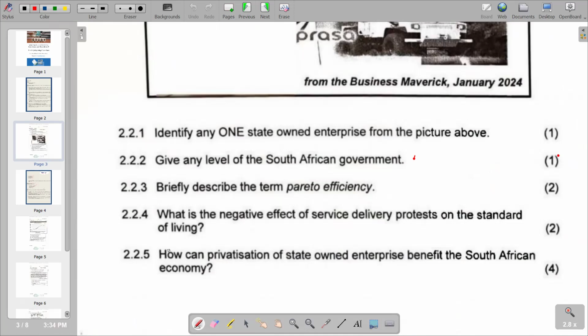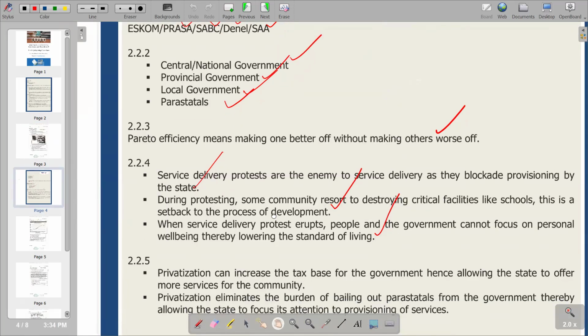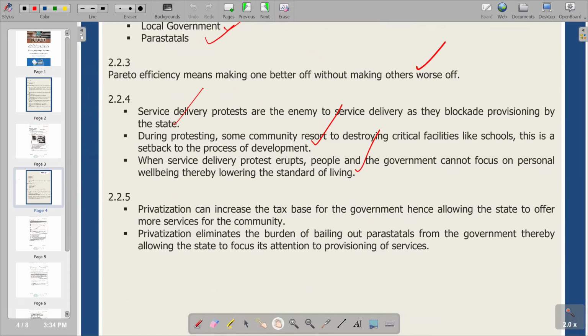So we have also that stated in our answer section, whereby we are saying, so on the first point, we are saying the private sector can increase the tax base for the government, hence allowing the state to offer more services for the community. So we have got increasing the tax base. Remember, when it's privatized, it means it's going to be taxed, and taxation is one of the sources of revenue for the government.